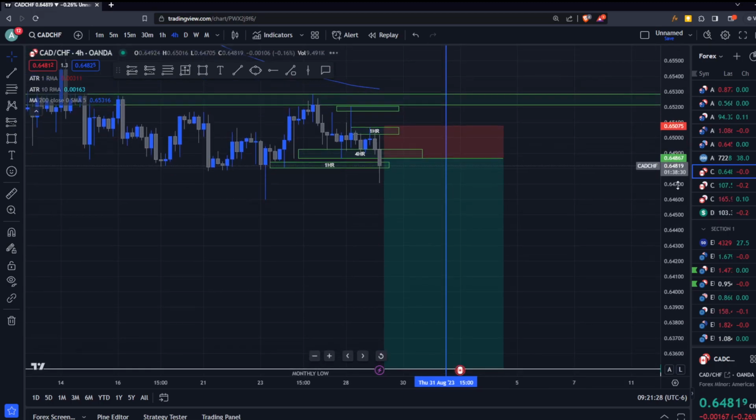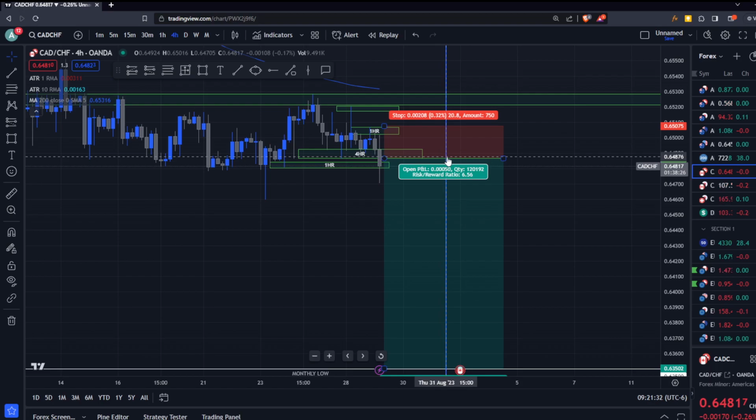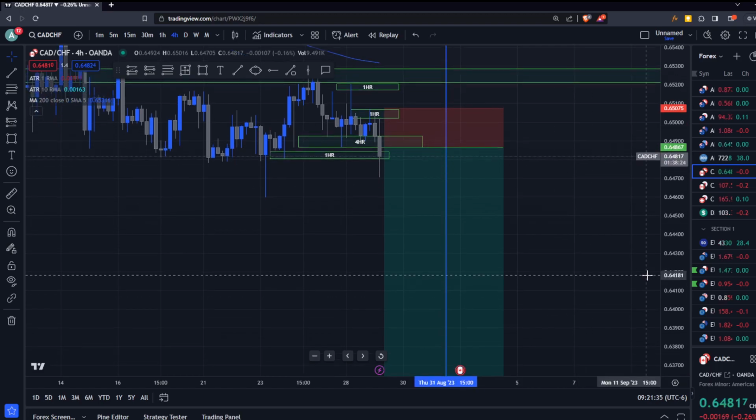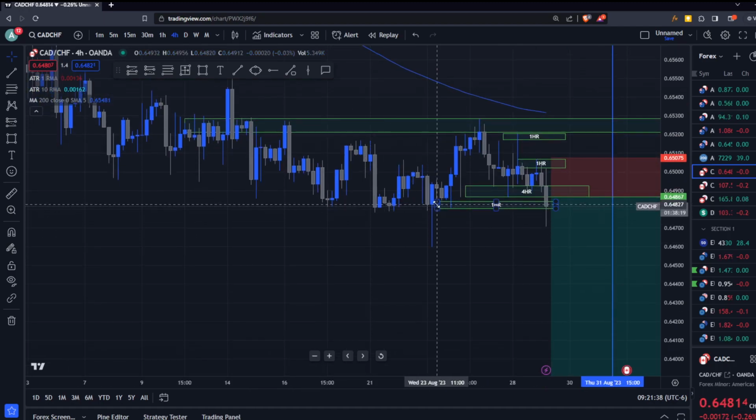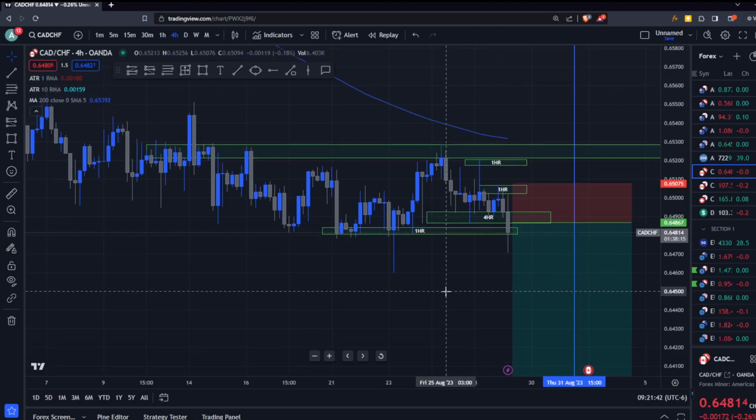I don't know if it's going to move this entire amount this month. It's only got a few days left, but I mean, maybe. We'll see if it's a massive move. I mean, this is a huge area here, so if it breaks this area, it could head low. So that is CAD Swiss.